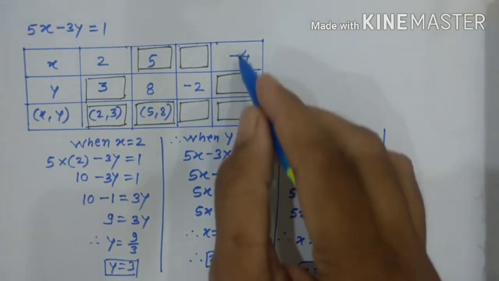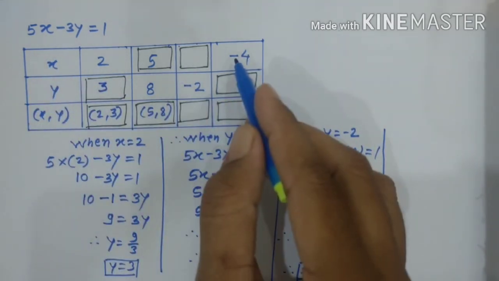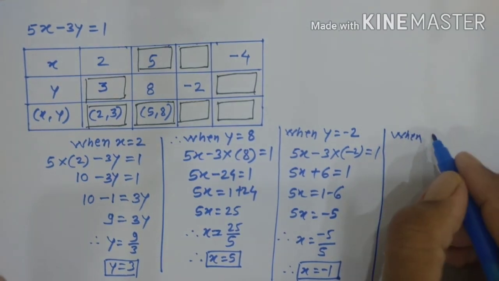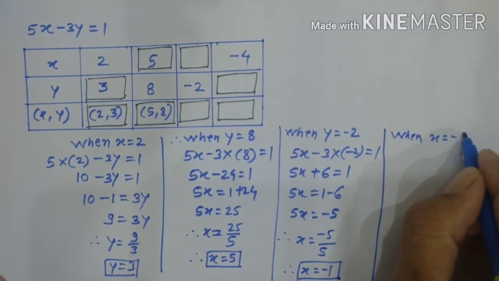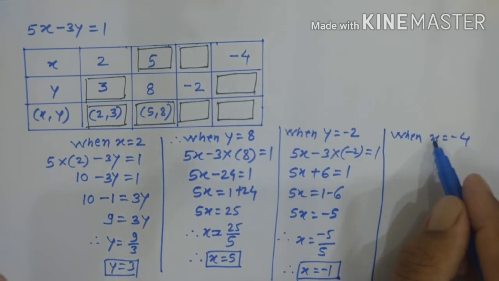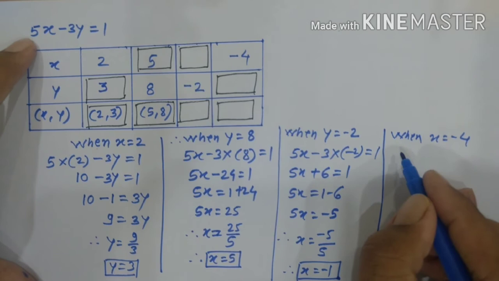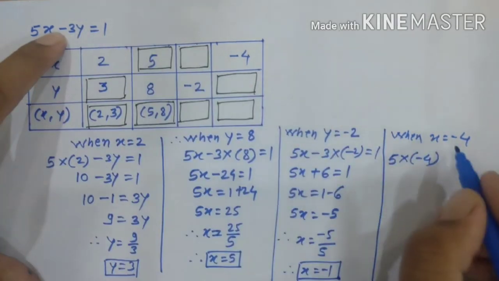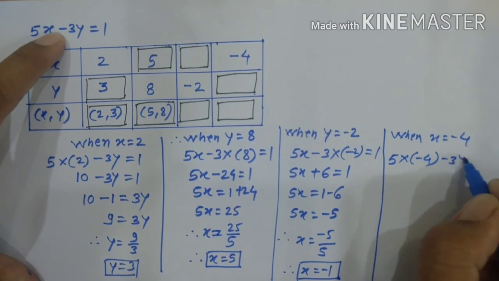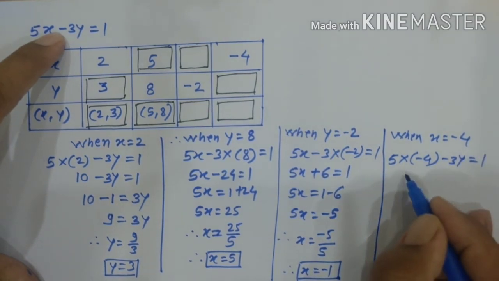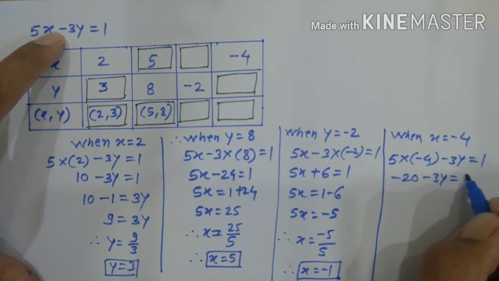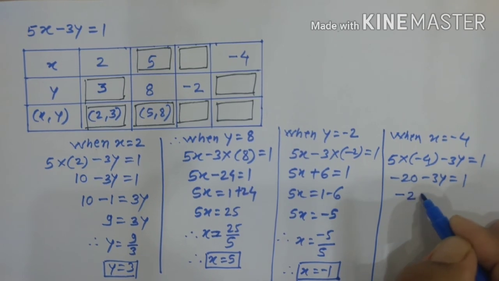Now consider the last column. In last column, value of x is minus 4. Therefore when x is equal to minus 4, put this value of x in given equation. Therefore equation becomes 5 into x. Value of x is minus 4. Remaining part will be as it is. Minus 3y equal to 1. 5 fours are 20, plus minus minus 3y equal to 1. Minus 20 as it is.